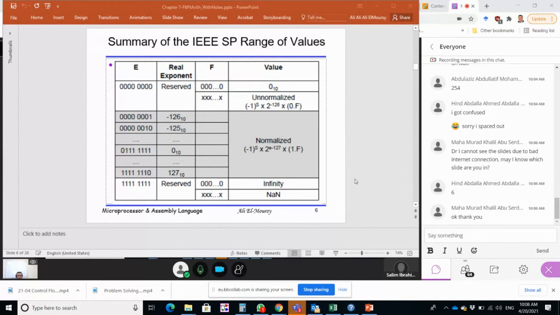Okay? Agree? Fine. Based on this, are we now ready to calculate the minimum fraction that can be represented in floating point and the largest number that can be represented in floating point? The answer is yes. And this is what we will be explaining next.